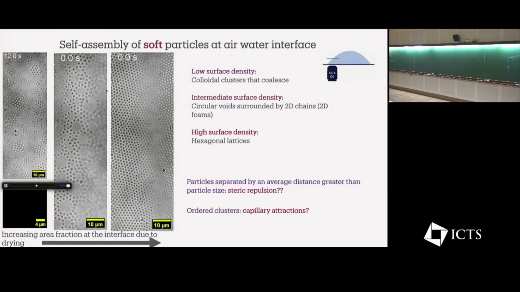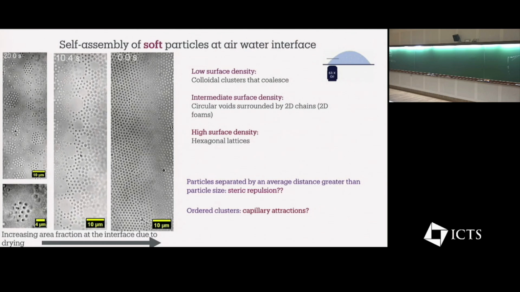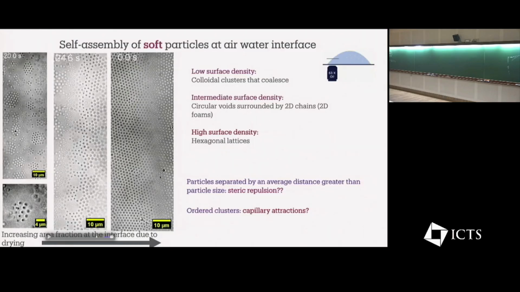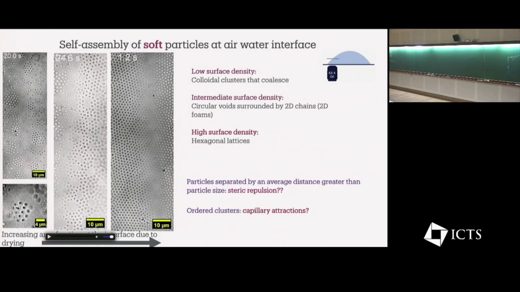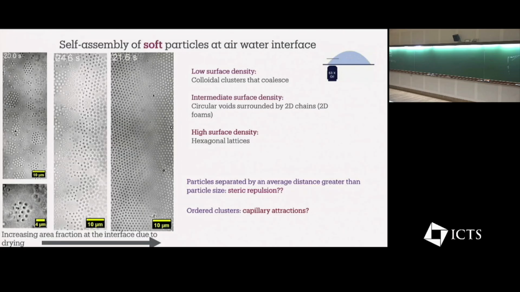This is at the lowest area fractions for soft particles. So you get these low surface density colloidal clusters. Some of them actually coalesce. I'm going to play them very fast. And then as the solvent evaporates, now your areal density of the particles is higher. But then you see these voids, you see these foam-like clusters, and they are decorated by these microgel walls. And then as solvent evaporates even further, you get these hexagonal lattices.